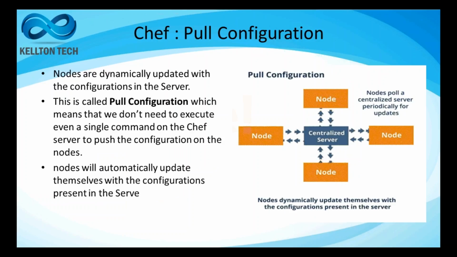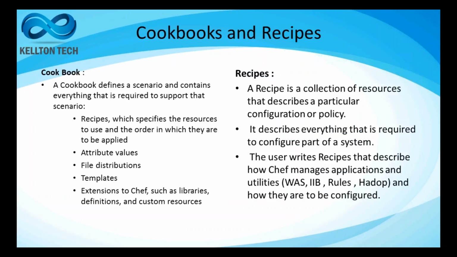The nodes dynamically update the configurations from the server, which they pull from the server. It keeps polling based upon the time. You can schedule each node. You can enable the node to poll every 5 minutes or every 1 hour based upon the requirement, and nodes will pull the configurations and it will run automatically on the Chef clients.